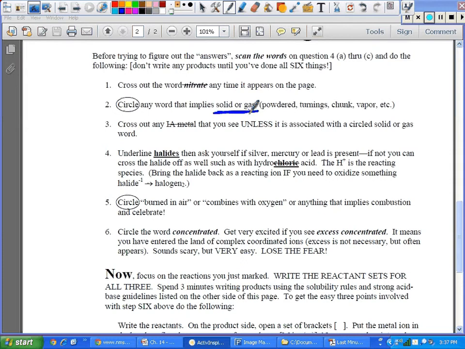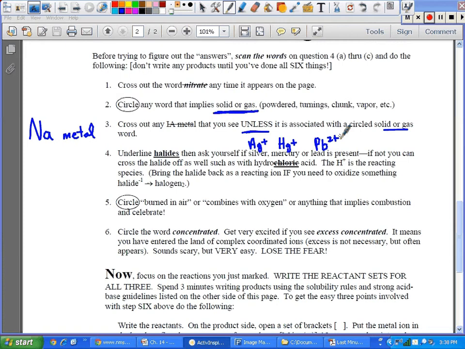Okay, circle those. Cross out any 1A metals you see unless they are with a solid or a gas, such as sodium metal. You with me? You gonna cross that out? No, why? It's a metal. It's a solid. Underline the halides. Why? And then ask yourself if it's with silver, mercury. Now, why these particular ones? Very, very good. So if you cannot cross out the halides, make sure you do cross out the chloric in hydrochloric acid because you dissociate all H pluses.